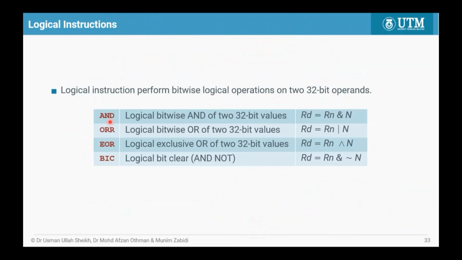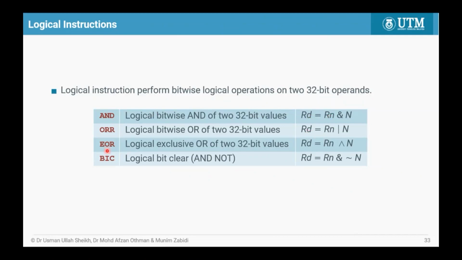What does this AND do? You're going to do a logical bitwise AND of two 32-bit values, which means you do the logical AND between one source register and another source register. So this is the operation Rd equals Rn logical AND with Rm. And ORR is a logical bitwise OR of two 32-bit numbers, which means you do the logical OR between one register and another register. So this is the operation Rd equals Rn logical OR with Rm.